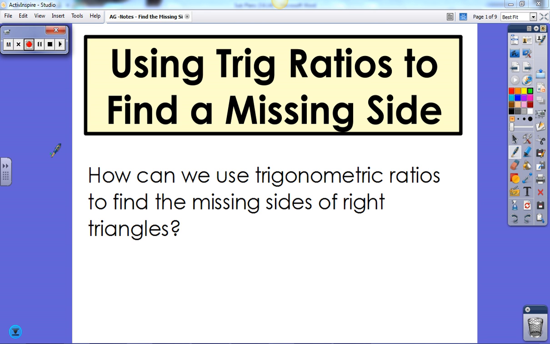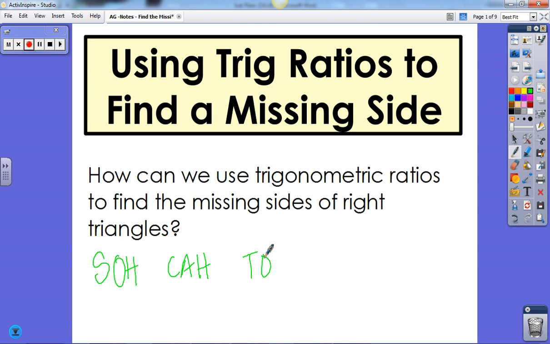In our previous lesson, we looked at setting up trigonometric ratios for right triangles. We looked at the mnemonic device of SOHCAHTOA. So as a reminder, this is how we spell SOHCAHTOA, and that refers to sine.